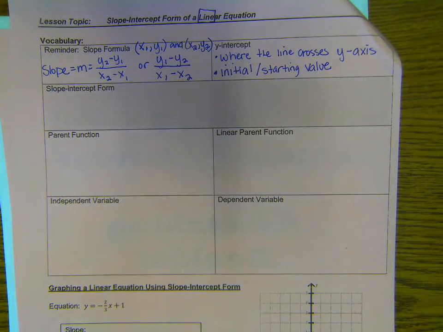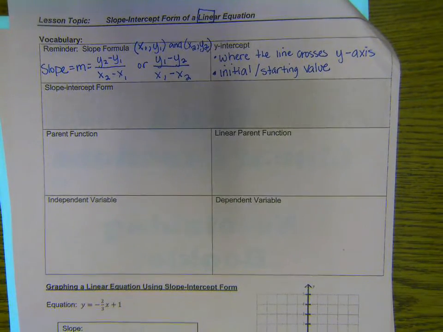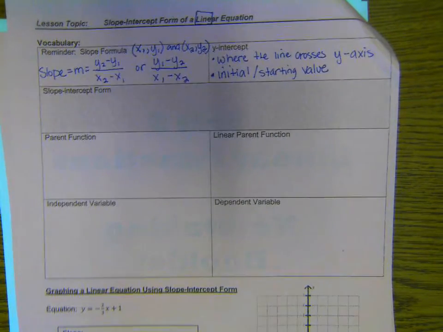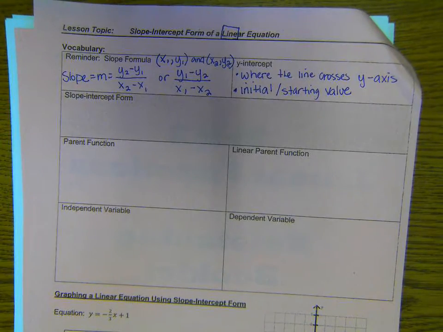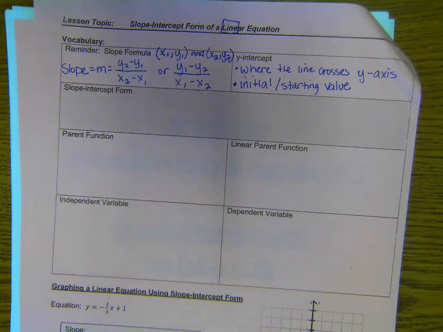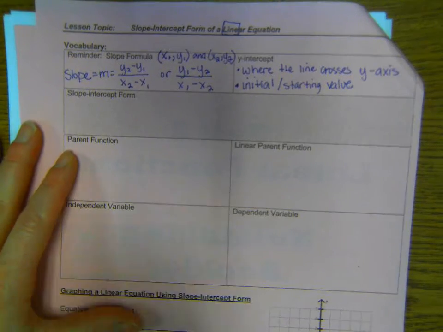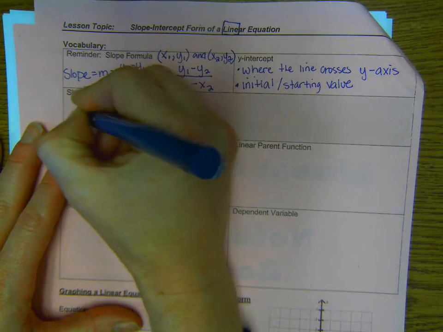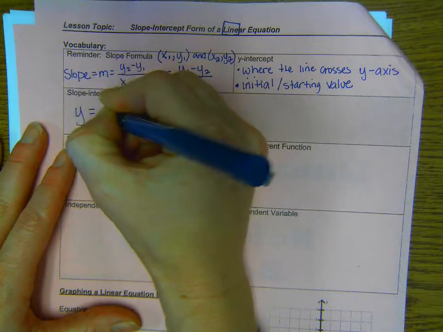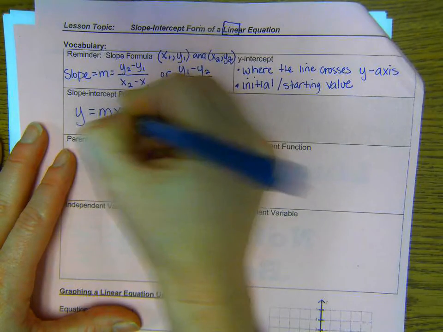So, again, these are things that I think are review, but that we should make sure we know them before we get into slope-intercept form. So, slope-intercept form, like we said yesterday, looks like this. Y equals mx plus b.